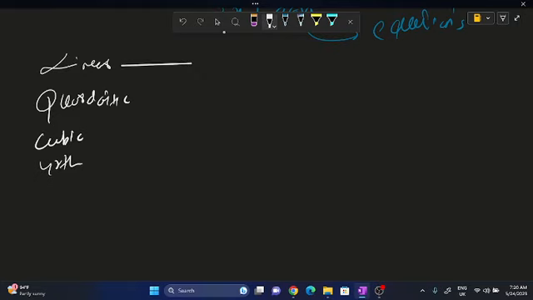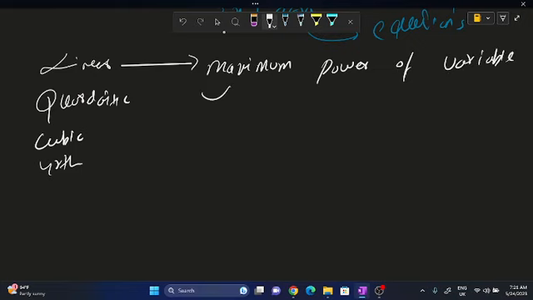Linear equation means the maximum power of the variable should be 1. For example, x plus 3, the maximum power of this variable is 1 over here, which is equal to, for example, 0. So the maximum power of this variable is 1, so this is a type of linear equation.